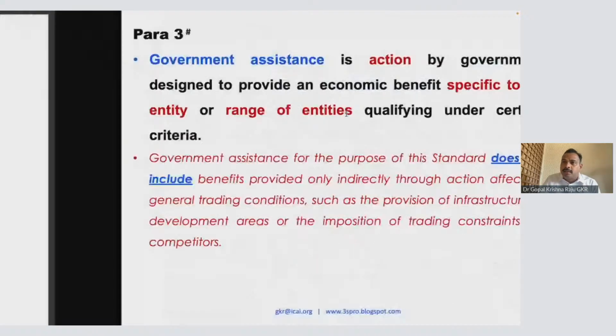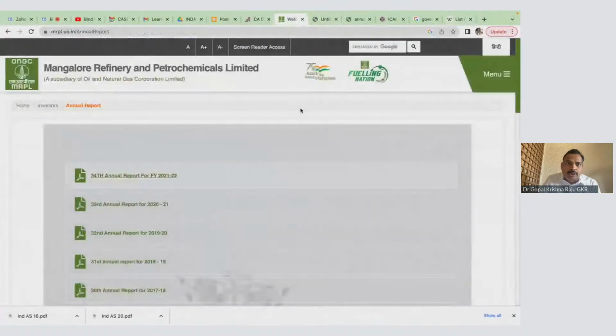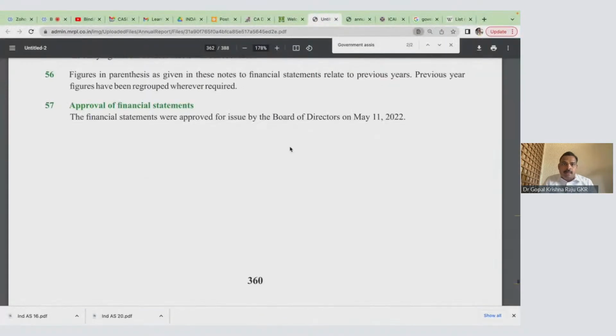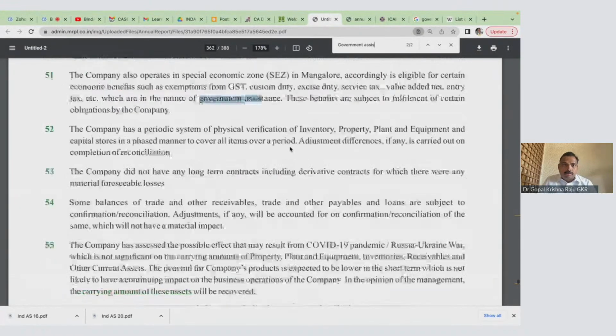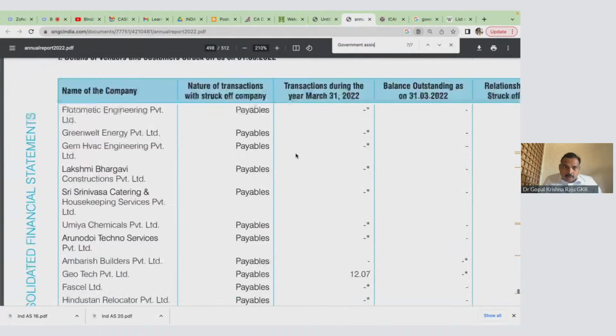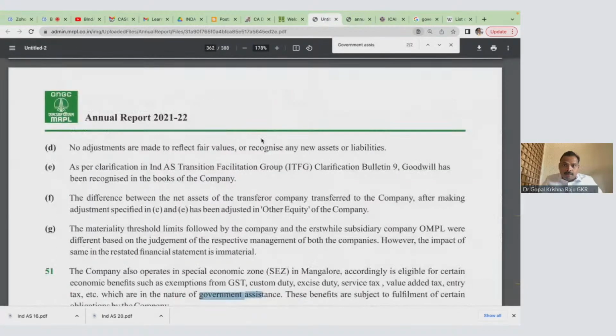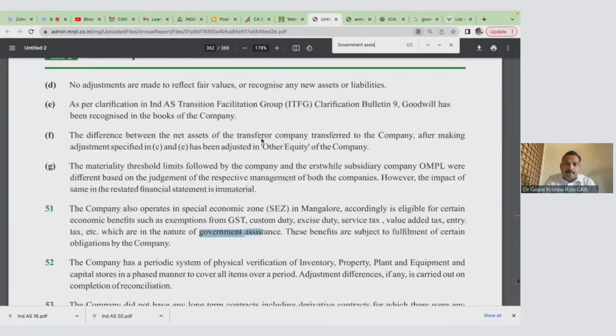I'll give you a para number. Please come to the annual report. Yes, this is the MRPL annual report, Mangalore Refinery and Petrochemicals Limited. ONGC is also there. I'm going to share ONGC and MRPL also, because MRPL comes below ONGC. Now please look at this.